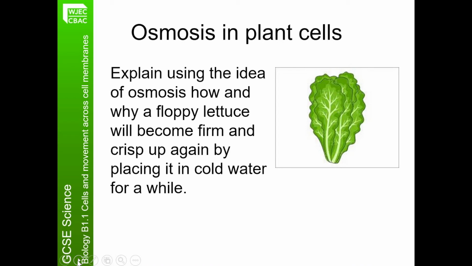Those vacuoles start to swell. The cells in the lettuce start to swell and become turgid, and so the lettuce starts to crisp up again. And these water molecules have moved in by osmosis. So from high water concentration outside to low water concentration inside through the semi-permeable membrane, so the cells become turgid and firm.